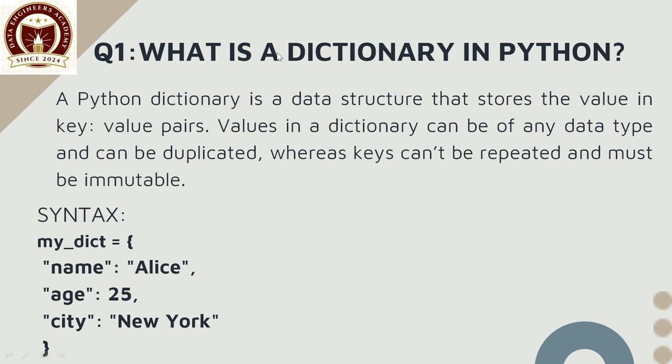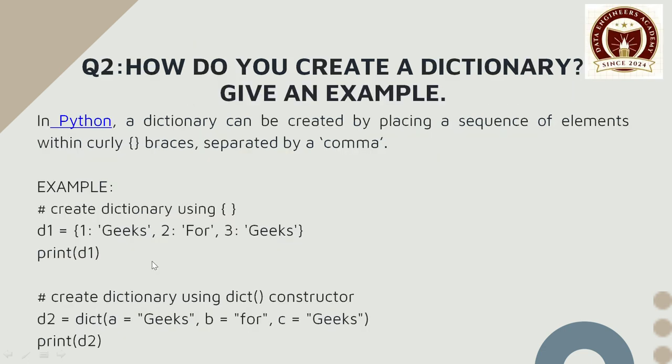Question number 1. What is a dictionary in Python? A Python dictionary is a data structure that stores values in key value pairs. The keys must be unique and immutable, while the values can be of any type. Dictionaries allow for fast lookups and dynamic resizing. Here is the syntax of a dictionary. Let us see the next question.